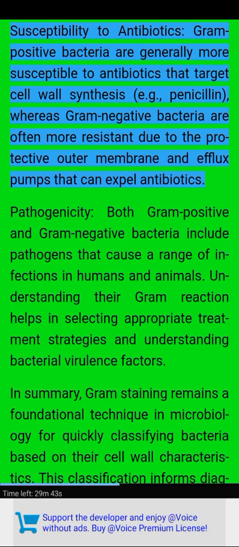Susceptibility to antibiotics. Gram-positive bacteria are generally more susceptible to antibiotics that target cell wall synthesis, e.g., penicillin, whereas gram-negative bacteria are often more resistant due to the protective outer membrane and efflux pumps that can expel antibiotics. Pathogenicity. Both gram-positive and gram-negative.